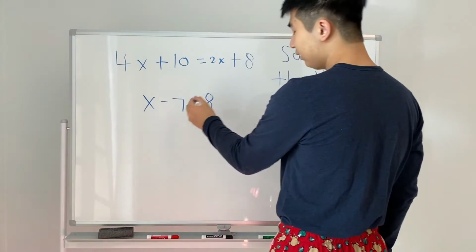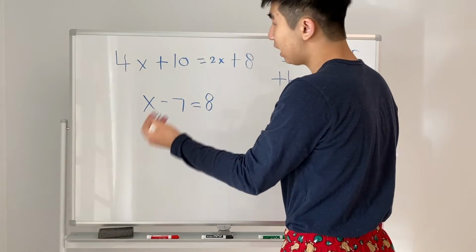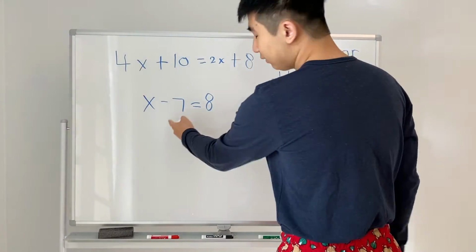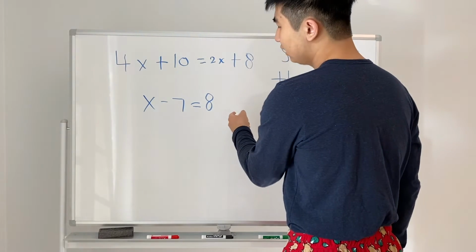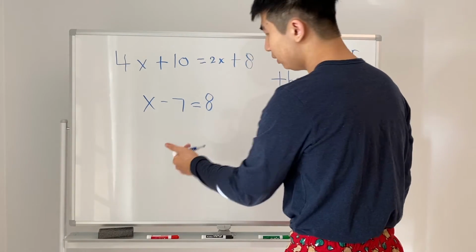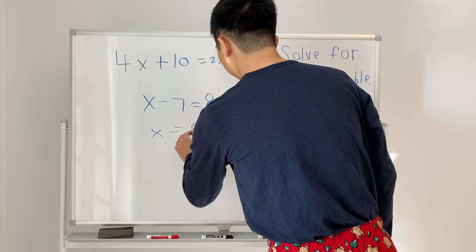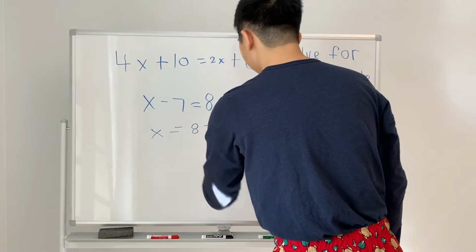So x minus 7 equals 8. Instead of writing x minus 7 plus 7, you would just know in your mind that you're adding 7 to this side, so you have to add 7 to this side. So the next step would be x equals 8 plus 7, right?